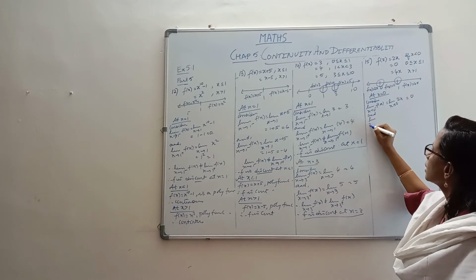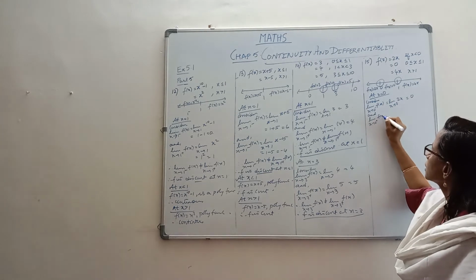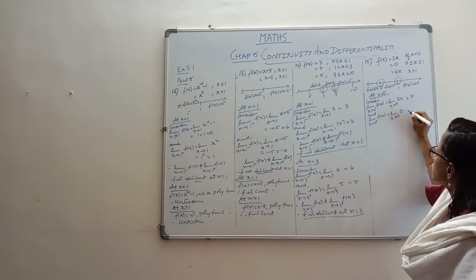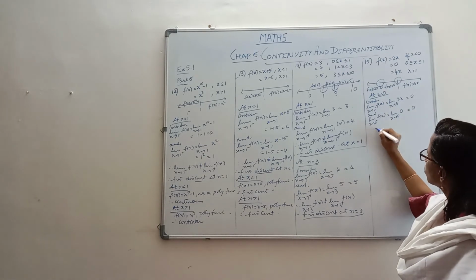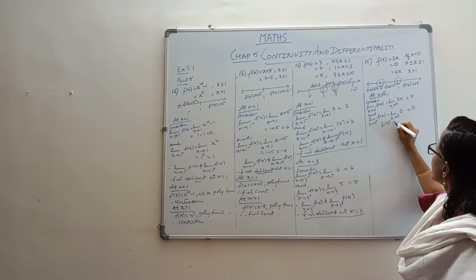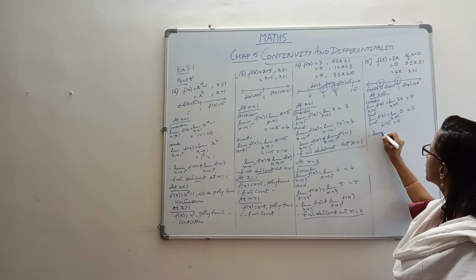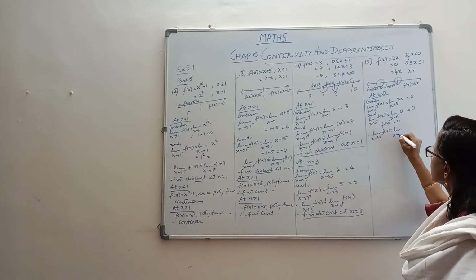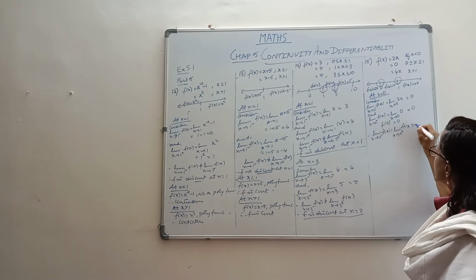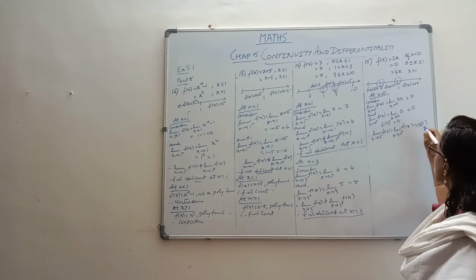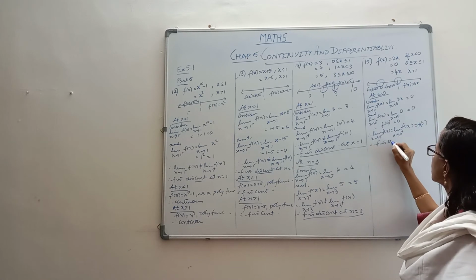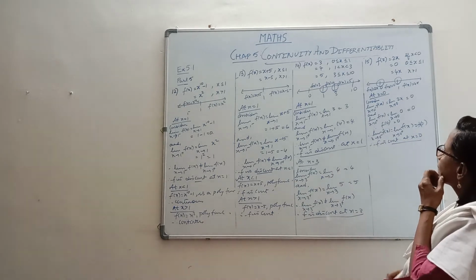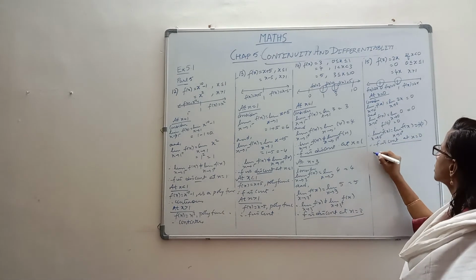And limit as x tends to 0 plus, that means on the right side of 0. It is 0, constant function, that is also 0, and f of 0 is also 0. Yeah. So limit as x tends to 0 minus f of x is equal to limit as x tends to 0 plus f of x is f of 0. So f is continuous at x equal to 0, right? Then we can move to x equal to 1.